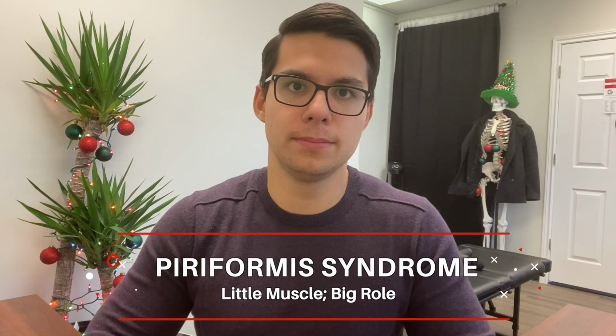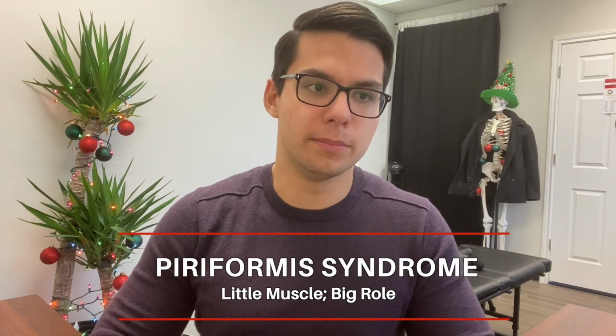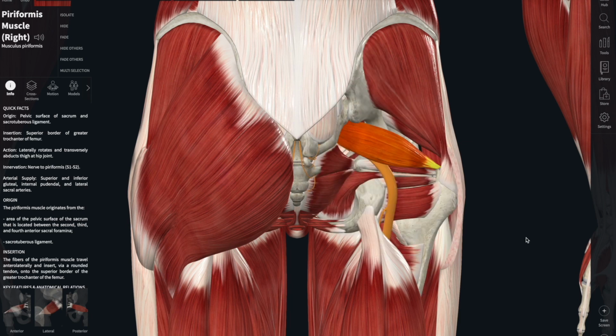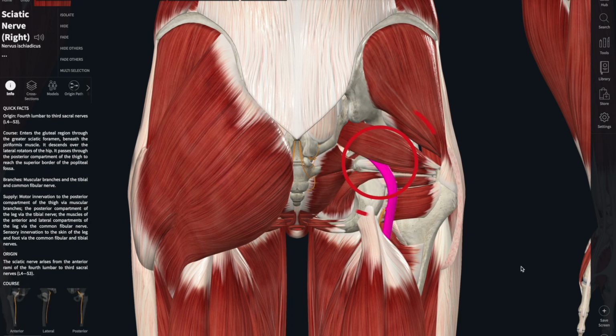Number 3 most common that I see is piriformis syndrome. The piriformis is a very important muscle located deep to our gluteal muscles. In a large portion of the population, the sciatic nerve passes directly underneath. There is some rare anatomical variability where the sciatic nerve may pass over top or actually go right through, but in the majority of the population, it passes under.